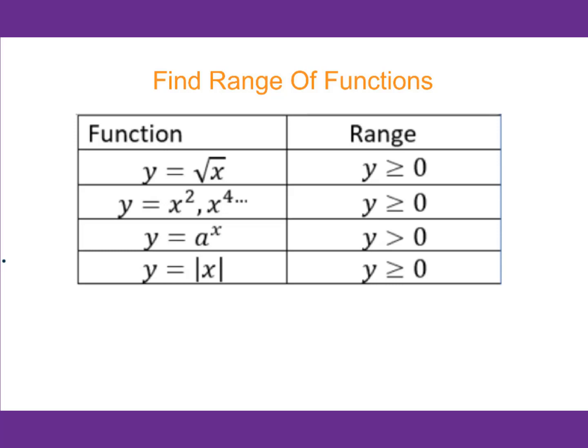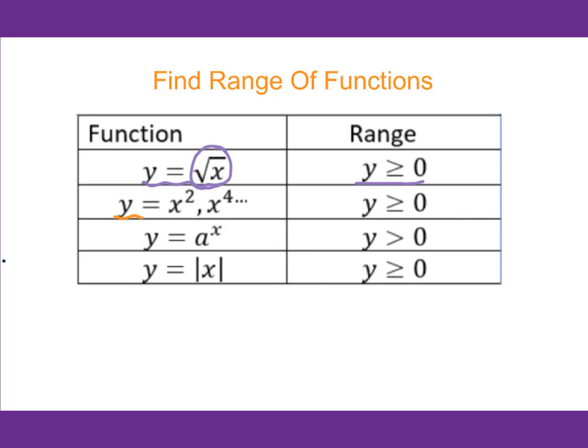This video is about how to find the range of functions. Normally, range can be found from the graph of functions. But for the following four functions, we can figure out the range easily. One is the square root function. Whenever you see a square root, that means the range is greater than or equal to 0.